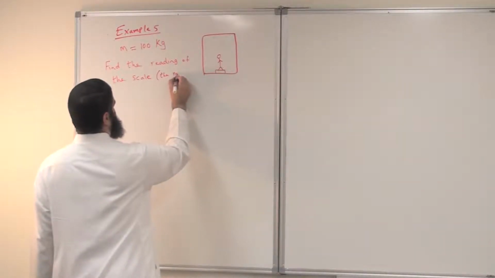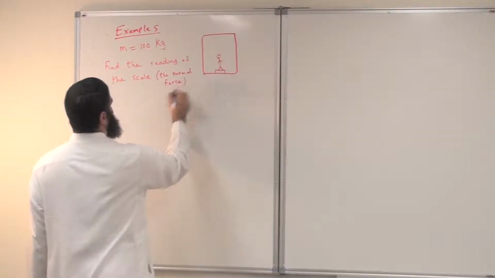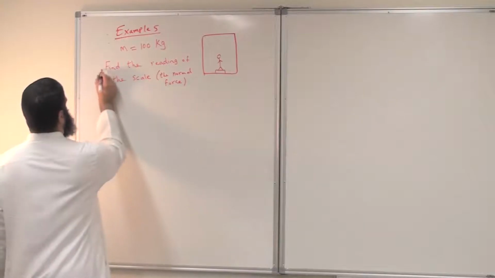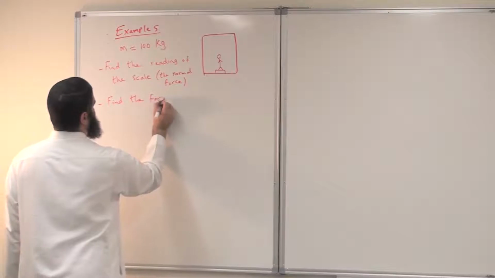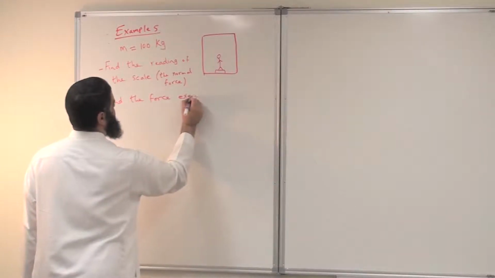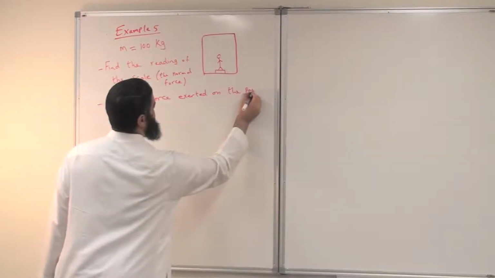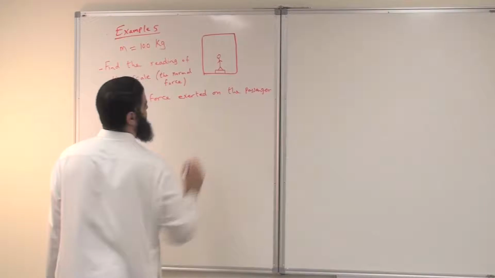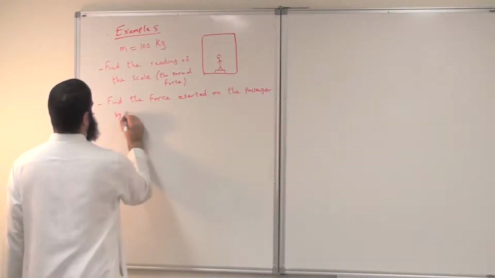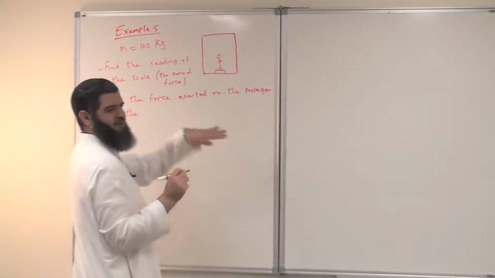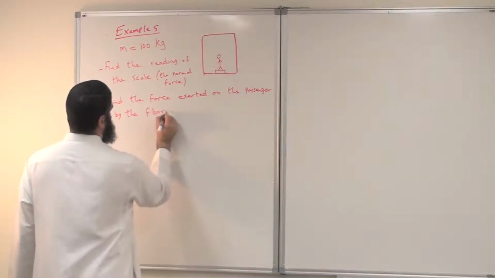The normal force on the person, or sometimes we can write it as find the force exerted on the passenger. This is just the definition of the normal force: the force exerted on the passenger by the floor, or the scale in this case.